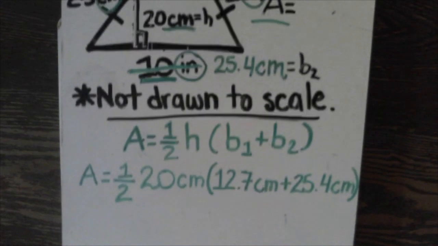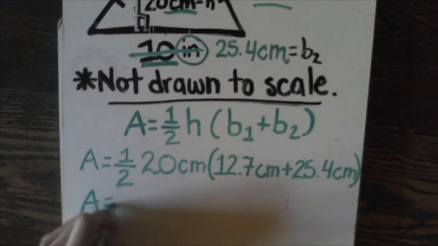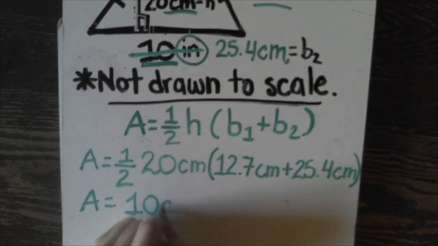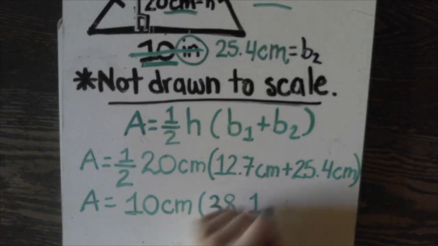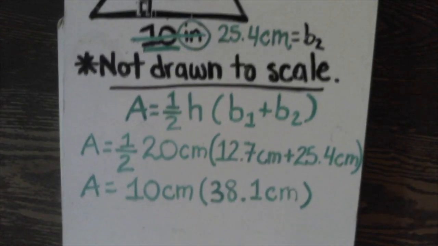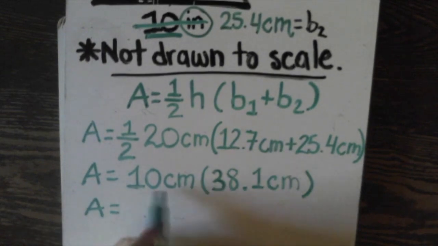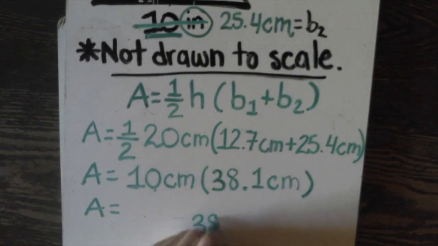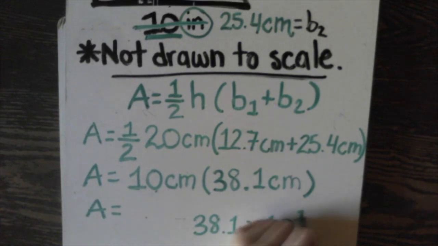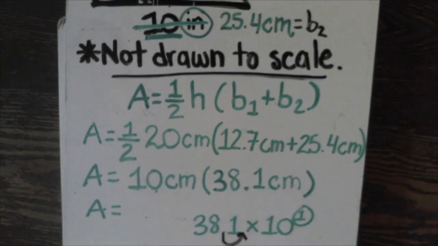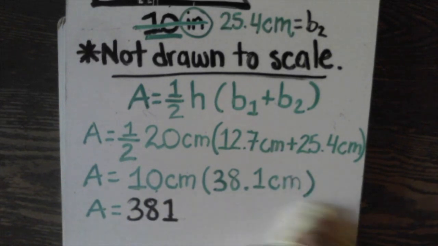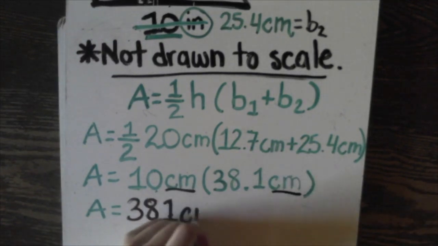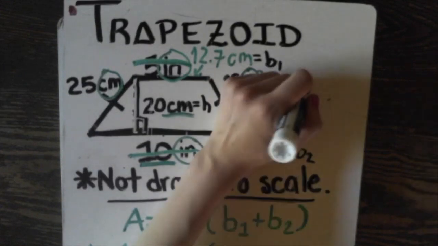Now 1/2 of 20 is 10, of course, and 12.7 plus 25.4 is 38.1. Now I multiply 10 times 38.1, which is the same as saying 38.1 times 10 to the first power. Do you remember scientific notation from semester 1? Well, it should come in very handy. 381 square centimeters.